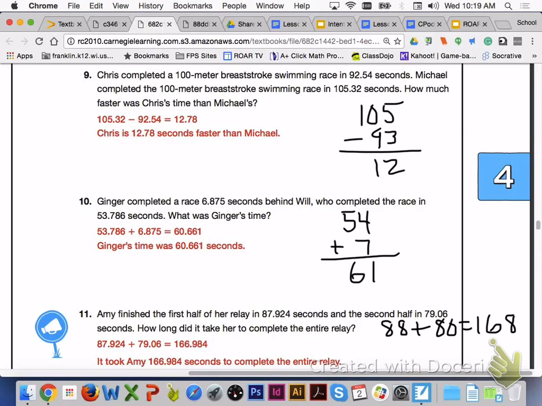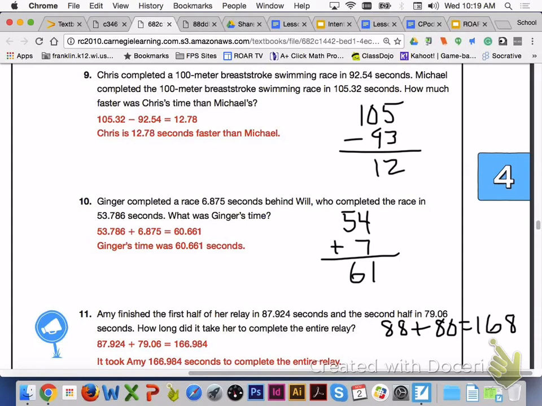For number 9, my estimated difference is 12. My actual difference is 12 and 78 hundredths, so Chris is 12 and 78 hundredths seconds faster than Michael. For number 10, my estimated sum is 61. My actual sum is 60 and 661 thousandths, so Ginger's time was 60 and 661 thousandths seconds.